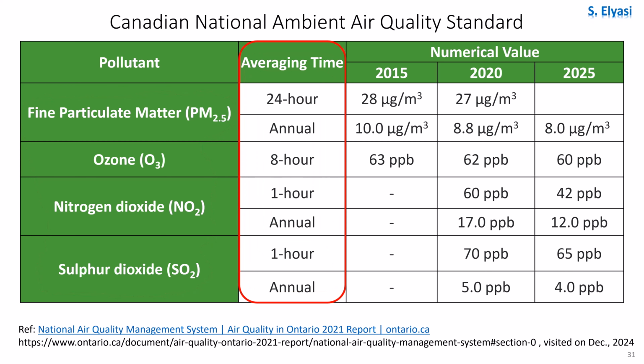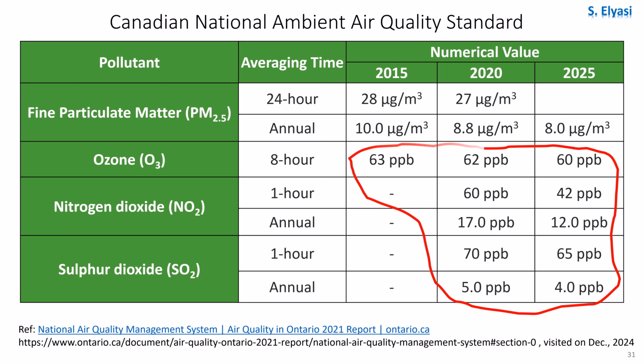Averaging time: each pollutant has standards based on different averaging times to address how long the pollutant's concentration is measured. 24-hour and annual for PM2.5, 8-hour for ozone, 1 hour and annual for nitrogen dioxide, and 1 hour and annual for sulfur dioxide. Standards over time.